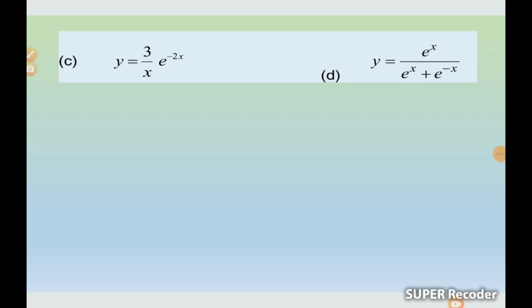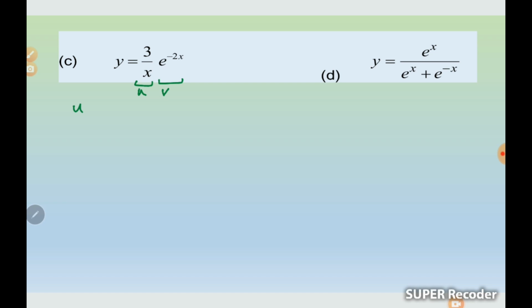Okay, we continue example C. Given y equals 3 over x multiplied with e to the power of negative 2x. You can solve this question by using the product rule. This is u, and e to the power of negative 2x is v.